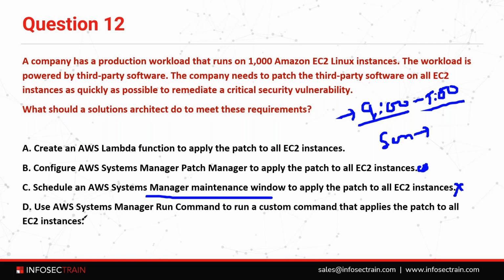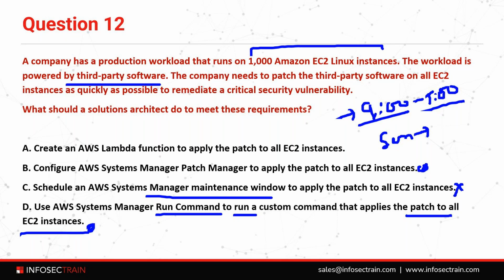Okay, use AWS Systems Manager to run a custom command that applies the patch to all the instances. Similar thing. Now here is the difference. Here it says that the workload is powered by third party software. It means the servers are powered by third party software. So whenever that is the case, you are going to go with this one.